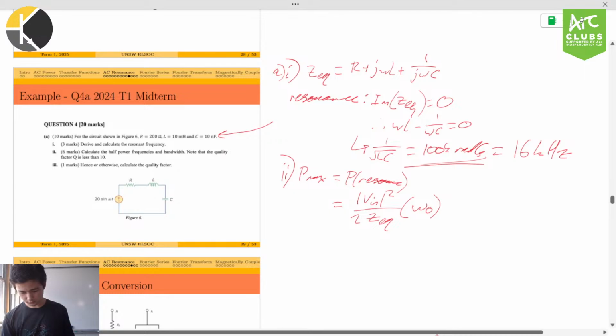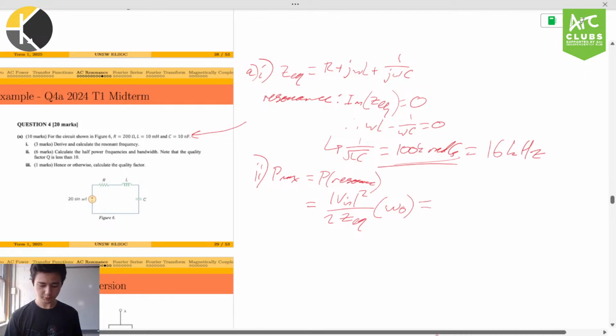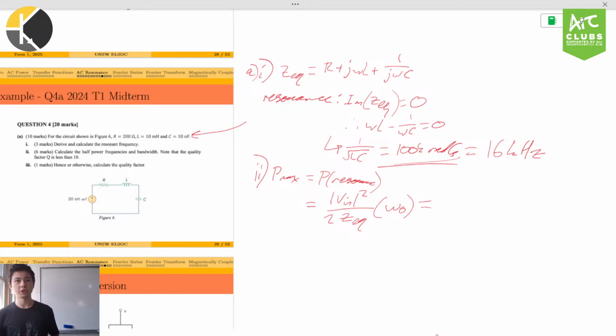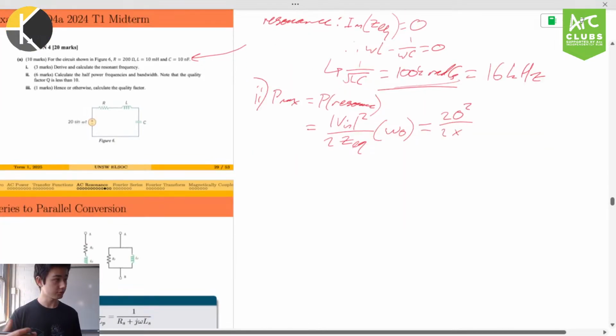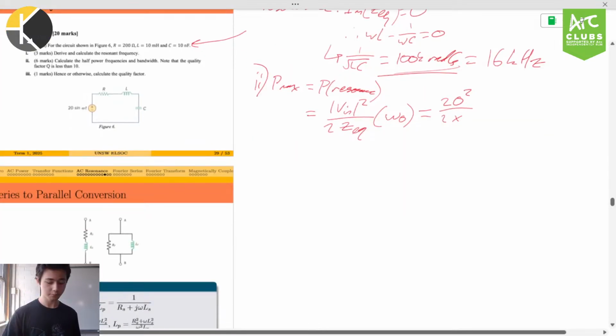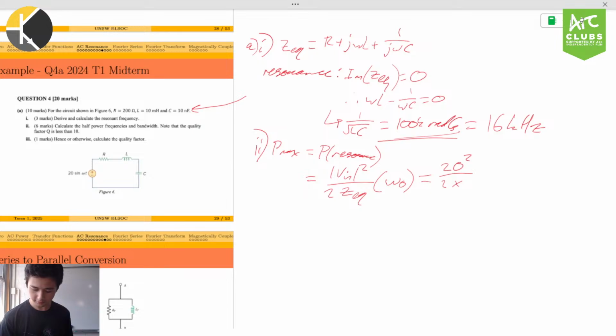So V in, that's going to be a magnitude of 20. Mind you, I'm using V in squared on 2 because I have a sinusoid, it's not in RMS. And so I say 20 squared on 2 times ZEQ at resonance, which is just going to be my resistive component because all my imaginary impedances have disappeared. So I have R. And when I calculate this, let's double check. Wow, it's a really nice number. It is 1. That makes things a lot easier.